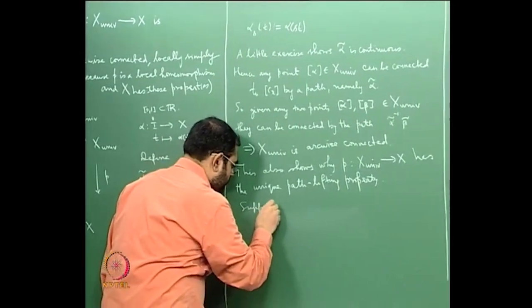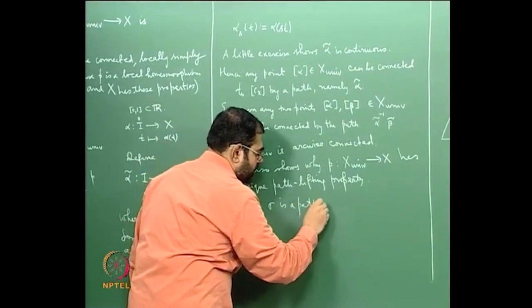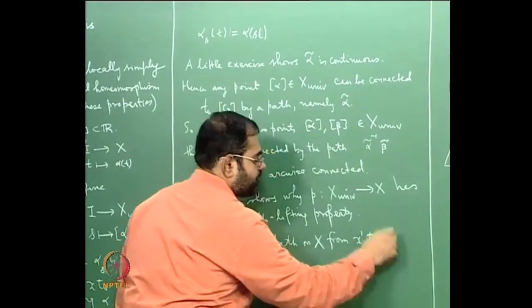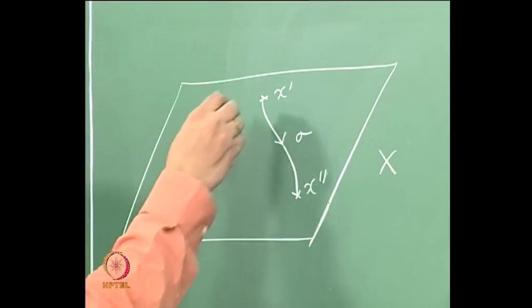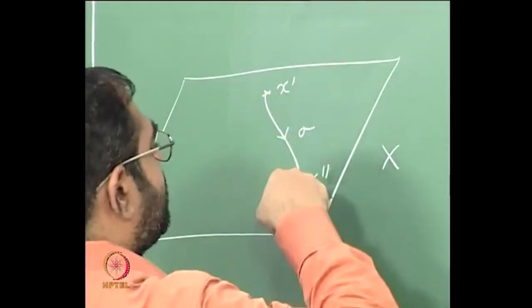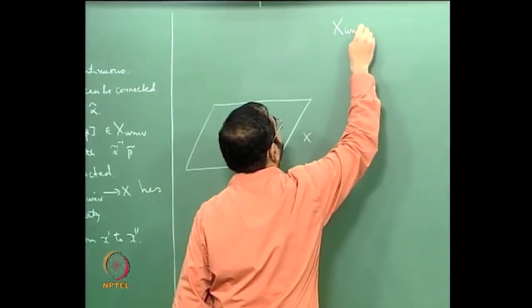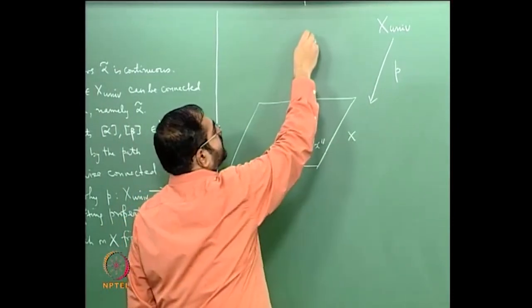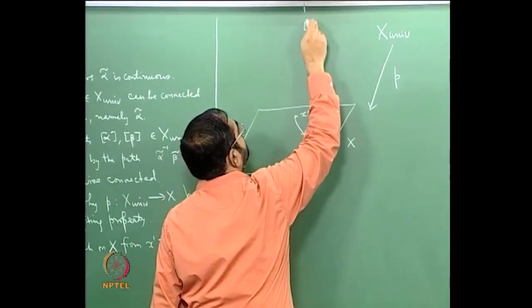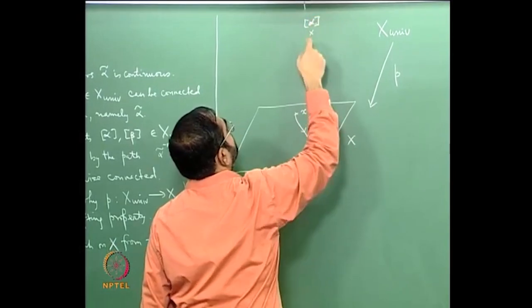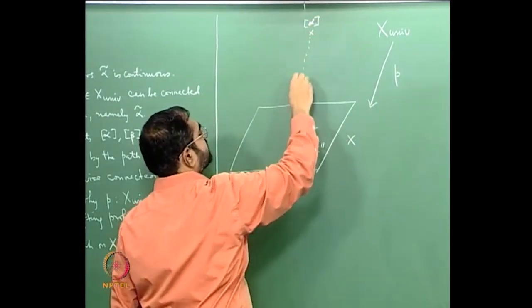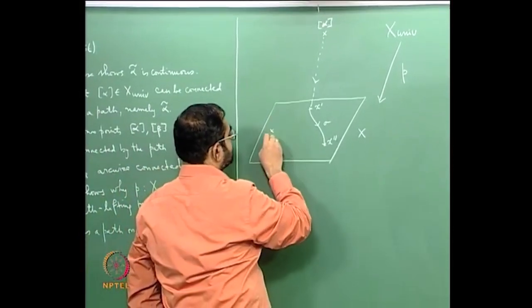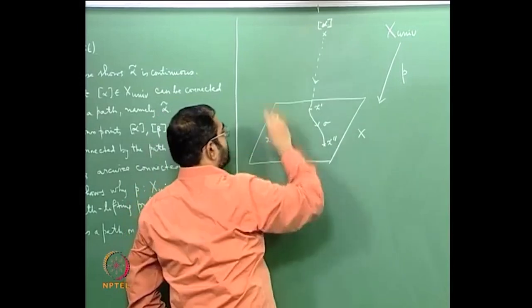Suppose sigma is a path on capital X from say x prime to x double prime. Now what is the path lifting property? Give me a path below and give me a point above the initial point. So I am given an alpha which goes to this x prime, and I have to show that there is a lift of this path. Giving this alpha amounts to giving a path like this.